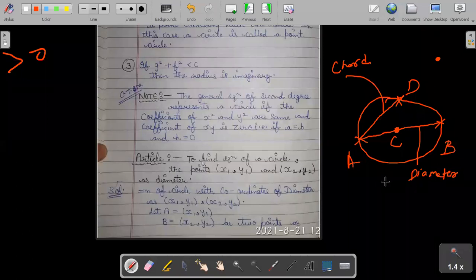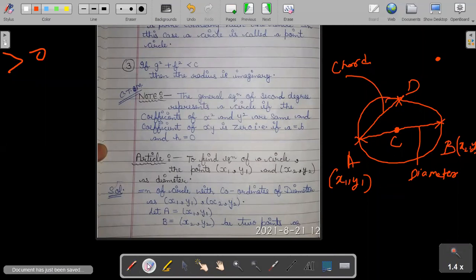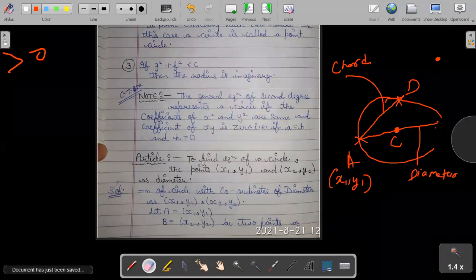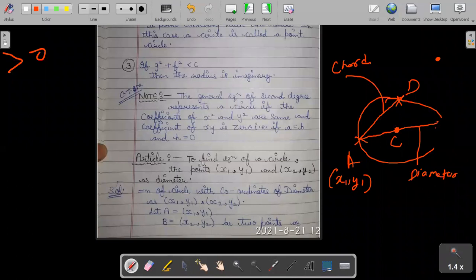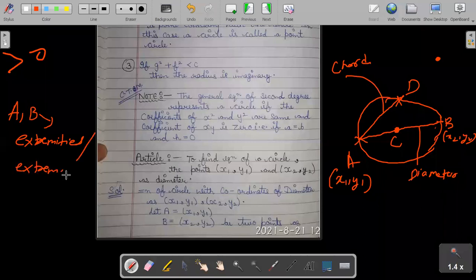Right? So here, say suppose the coordinates of point A are x1, y1. And the coordinates of the point B are x2, y2. So these A, B are known as extremities or extreme points of the diameter. कई बार क्वेश्चन में ये वर्ड यूज किया होता है.